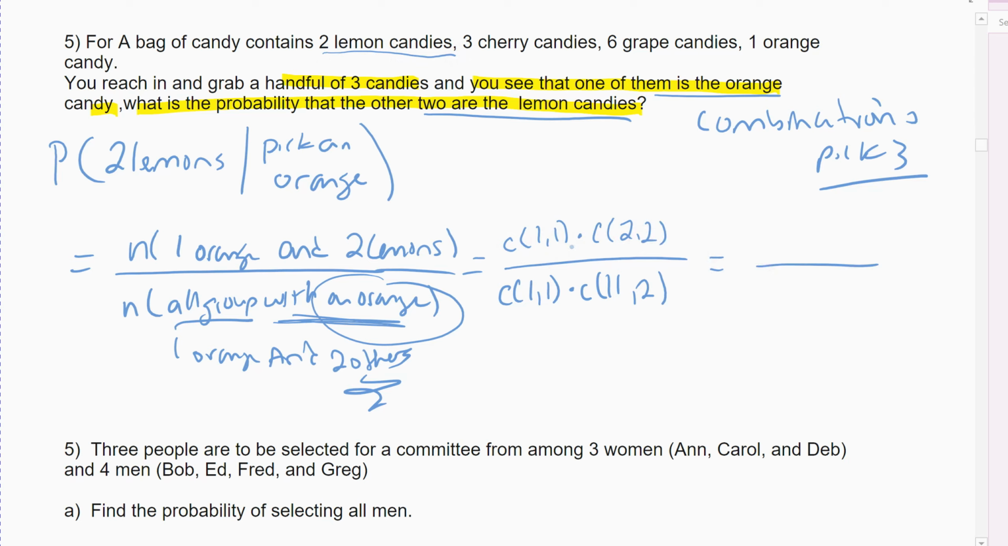Well, there's only one way to select all of them. So if you do combination 1 choose 1, there's just one way to do that. Combination 2 choose 2, there's just one way to do that. So up top is just 1. Combination 1 choose 1 is 1.